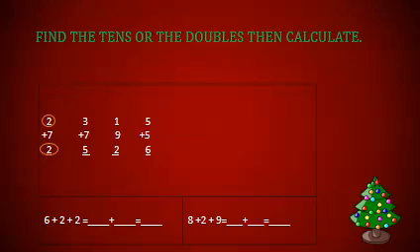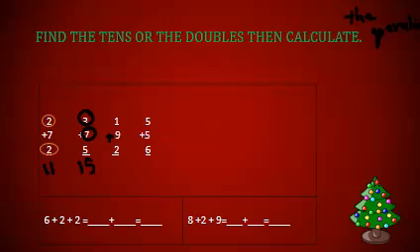In this slide, we have to find the tens or the doubles, then calculate the operations. So, we have 2 plus 7 plus 2. As you can see, the doubles are circled. So, what will be the answer? 2 plus 2 is equal to 4. 4 plus 7 is equal to? 11. Okay. The second one, we have to circle 3 and 7. Why? Because they are equal to? 10. 10 plus 5 is equal to? 15. Yes.